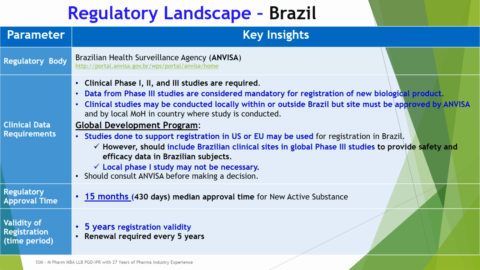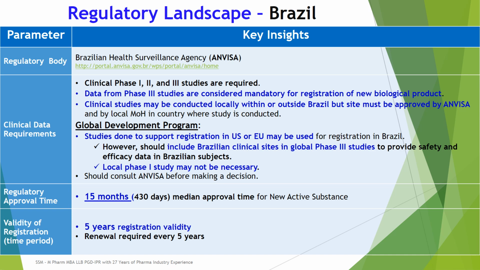Requirements in Brazil. Anvisa or Brazilian Health Surveillance Agency is the regulatory agency in Brazil. Clinical phase 1, phase 2 and phase 3 studies are required for approval. Data from phase 3 studies are considered mandatory for registration of new biological product. Clinical studies may be conducted locally within or outside Brazil, but site must be approved by Anvisa and by local Ministry of Health in country where study is conducted.